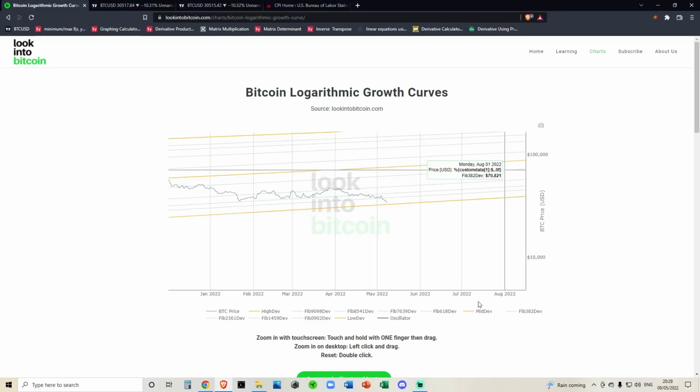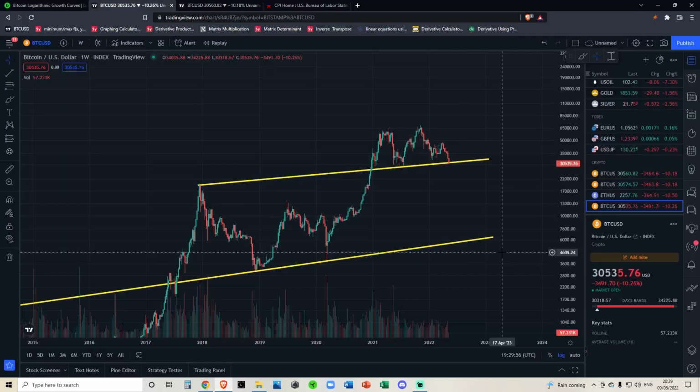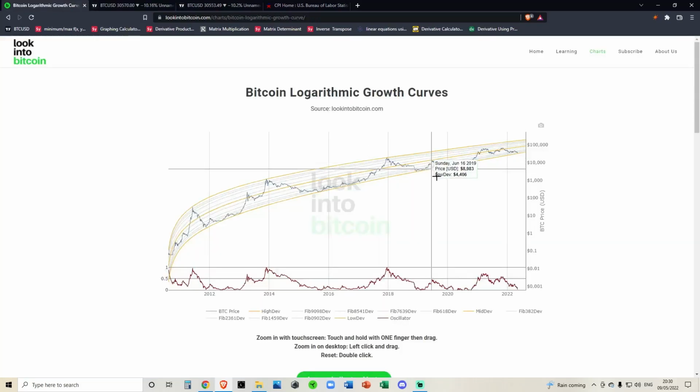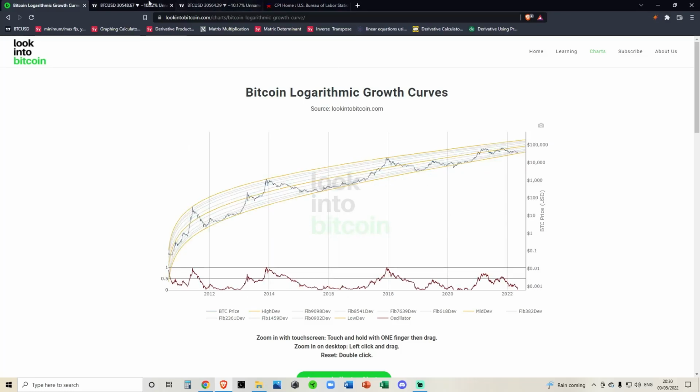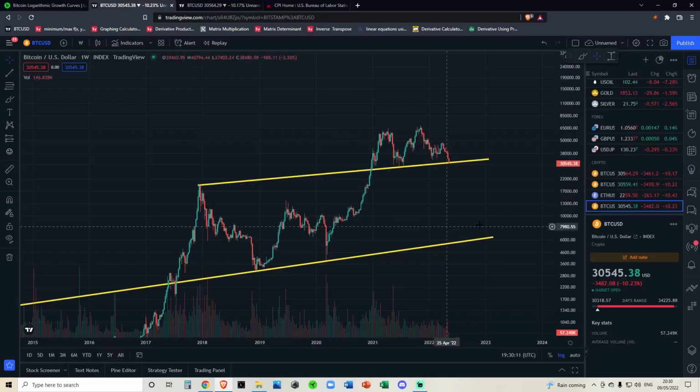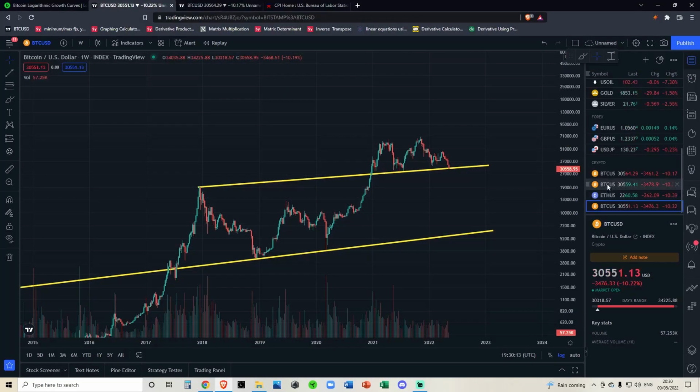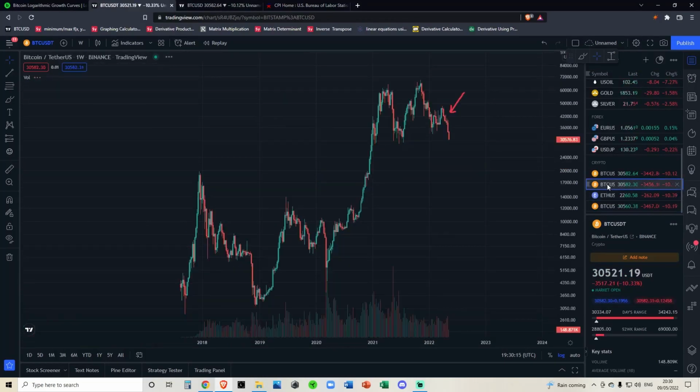What do we see right now? The price is not updated since yesterday, but one deviation oversold is 32,500. What is the price right now? 30,500. We have broken below the logarithmic growth curves. The only other time this has happened, we did have a quick capitulation which lasted a month and a half. So I don't think this is going to be over in the next day or so. I think this is something that could take its time.